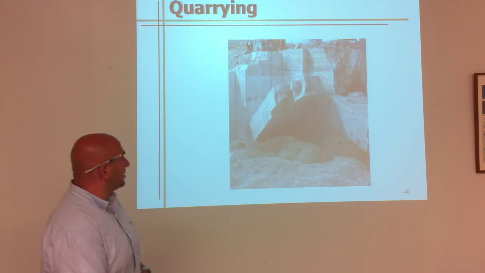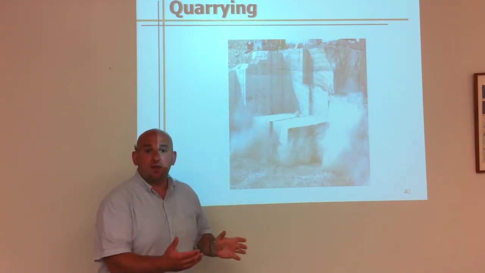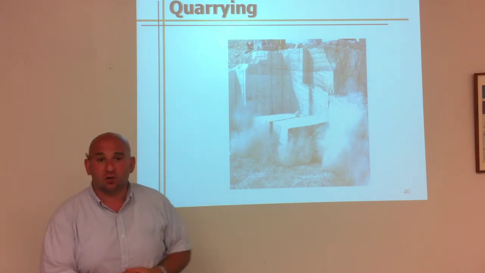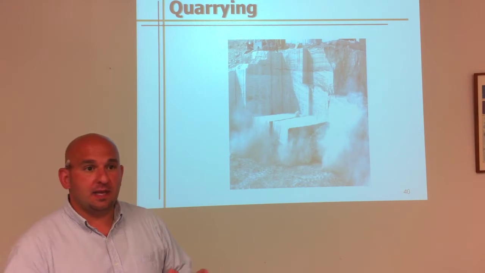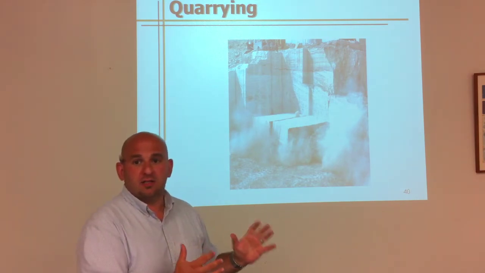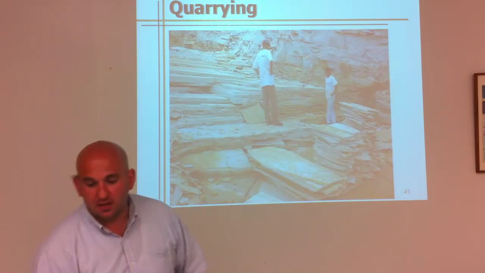So as you see here, the wall slowly comes down, crashes. Now this wall actually split in half, basically giving two different blocks to work with. Very common technique used in quarries. The impact of that wall coming down is like 50 tons coming down to the earth, so it's pretty massive.